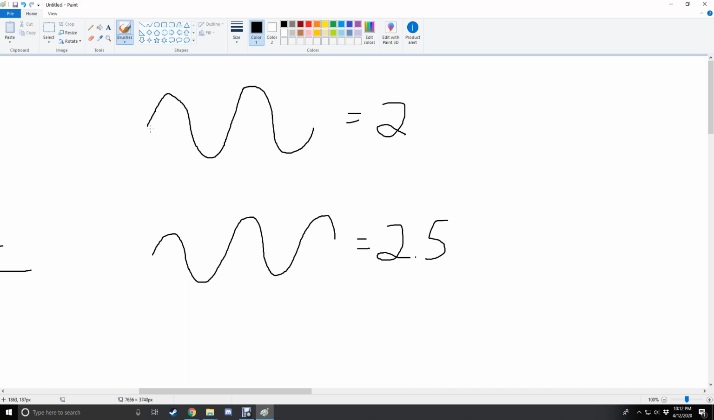So you need to have a crest and a trough in order for you to have a full wave. So this has two crests and two troughs, so it's two waves. This has three crests and two troughs, so it's only 2.5 waves.